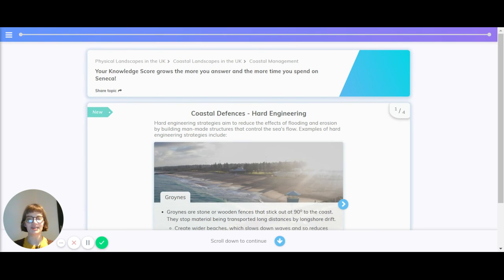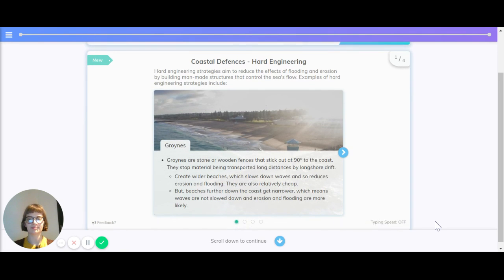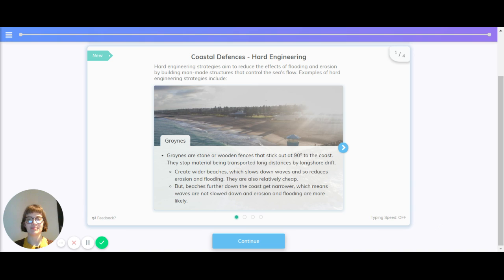Hi there, let's have a look at coastal management, starting with coastal defences: hard engineering. Hard engineering strategies aim to reduce the effects of flooding and erosion by building man-made structures that control the sea's flow. Examples of hard engineering strategies include groins, which are stone or wooden fences that stick out at 90 degrees to the coast. They stop material being transported long distances by longshore drift.